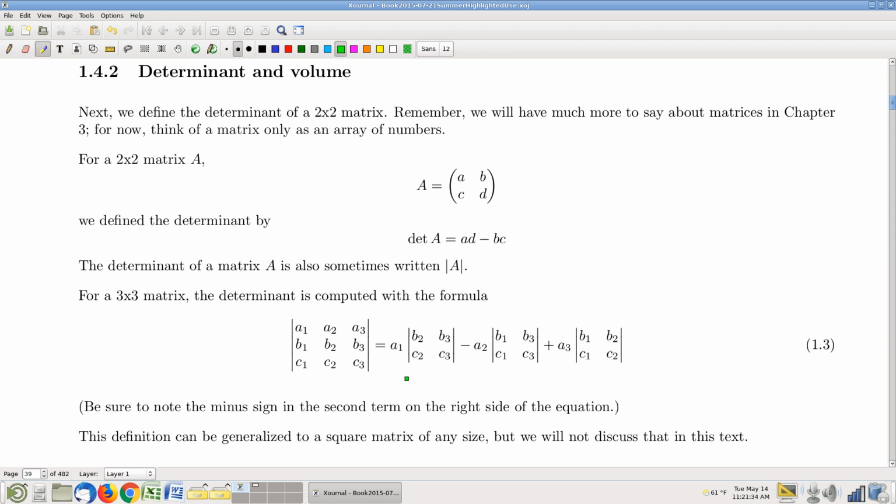Determinants are shockingly interesting, mysterious even. But anyway, we're going to do only a very limited amount of it. But anyway, that's the formula for a 3x3 determinant.